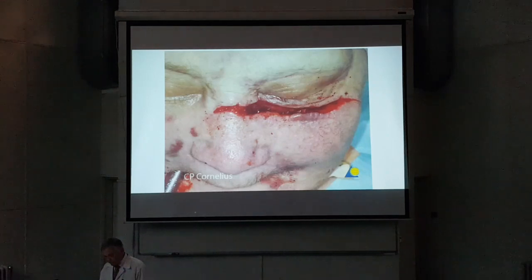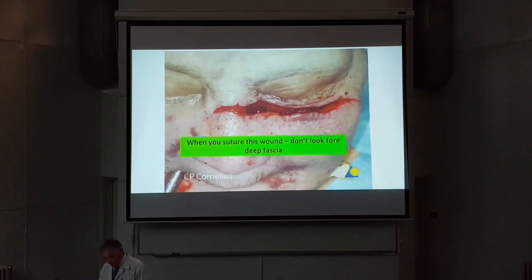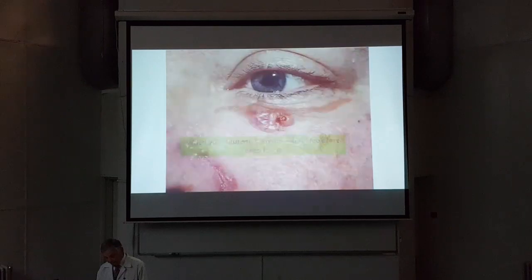Now we want to reconstruct this wound, and we need to know the layers. Then don't look for deep fascia. Almost every part of the body has a deep fascia except the face.